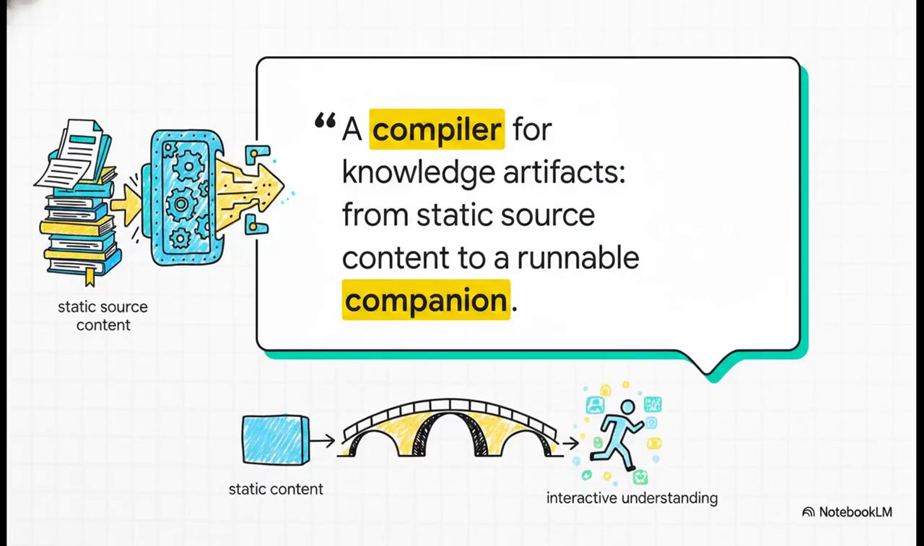So the crucial point is captured beautifully by this core concept from their monograph. They describe themselves as a compiler for knowledge artifacts. Really think about that for a second. Just like a standard software compiler takes human-readable code and turns it into something a machine can run, DBbun acts as a compiler that brings static knowledge to life, giving you a runnable companion. It just seamlessly bridges that massive gap between static content and interactive understanding.